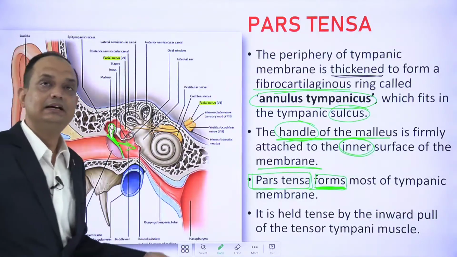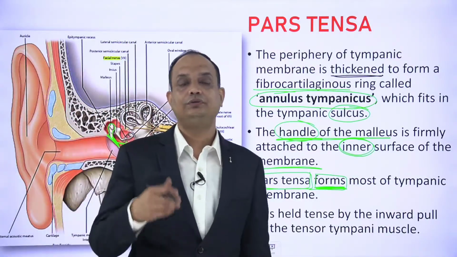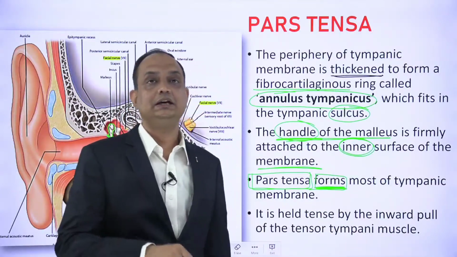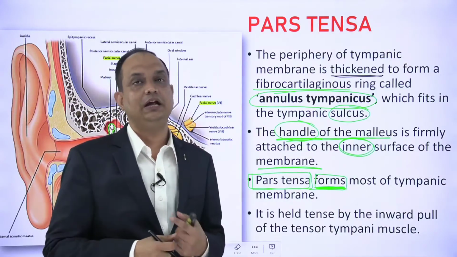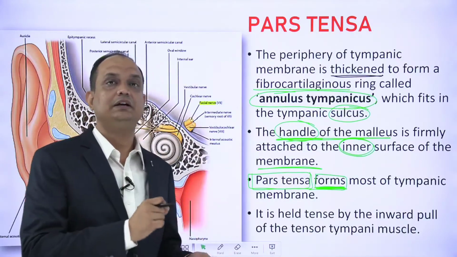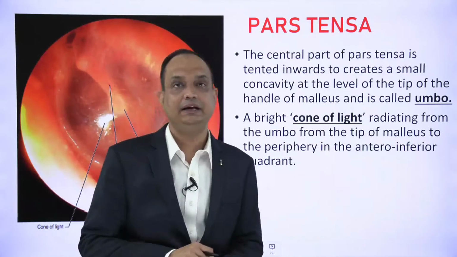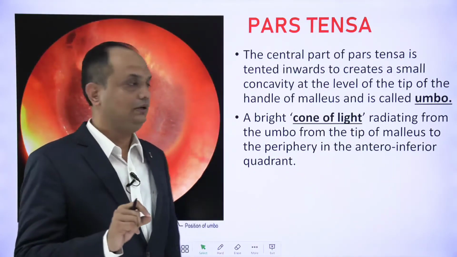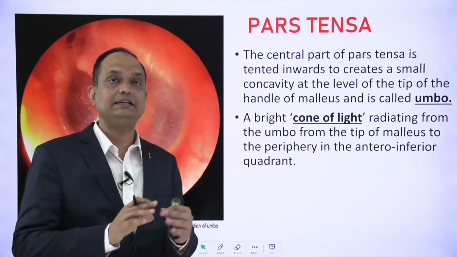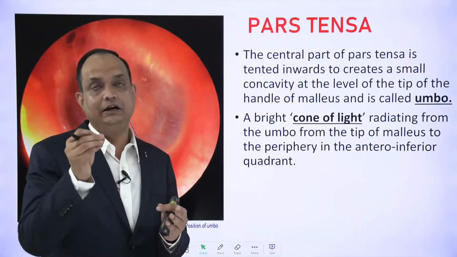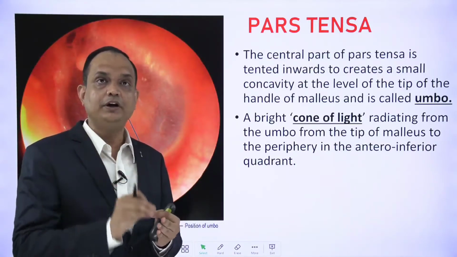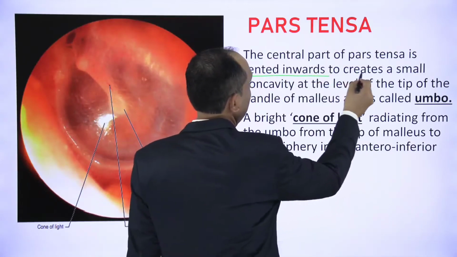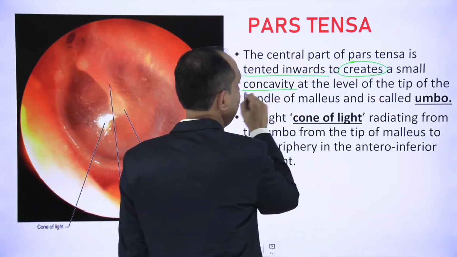So, the pars tensa remains tense because of the indirect impact of the tensor tympani, which causes the stretch or tension in the handle of the malleus, and the handle of the malleus is attached to the inner side of the tympanic membrane, the central part of the pars tensa. Now, we are studying that there is a point where the handle of the malleus gets attached. That point of attachment is tented inward, and it creates a small concavity.